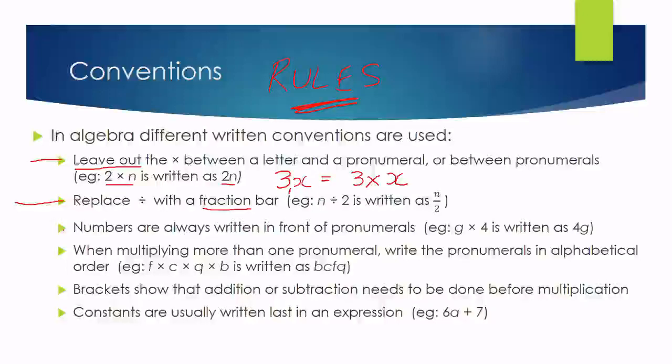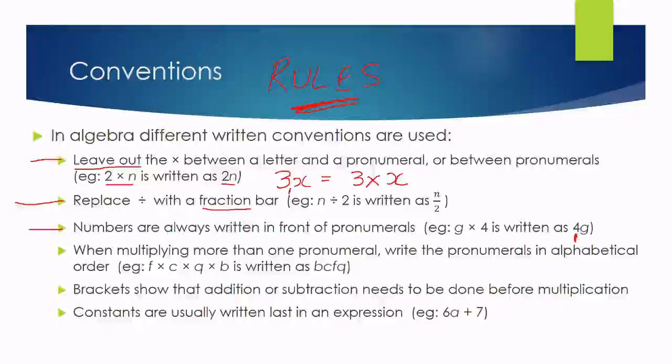The next little convention is that numbers are always written in front of pronumerals, so that is the coefficient always gets written first, as you can see there, like 4g. And as I try and tell my classes, remember your mobile phone coverage. It's called 3G, it's called 4G, it's called 5G. The number goes first. Just a little hint there.